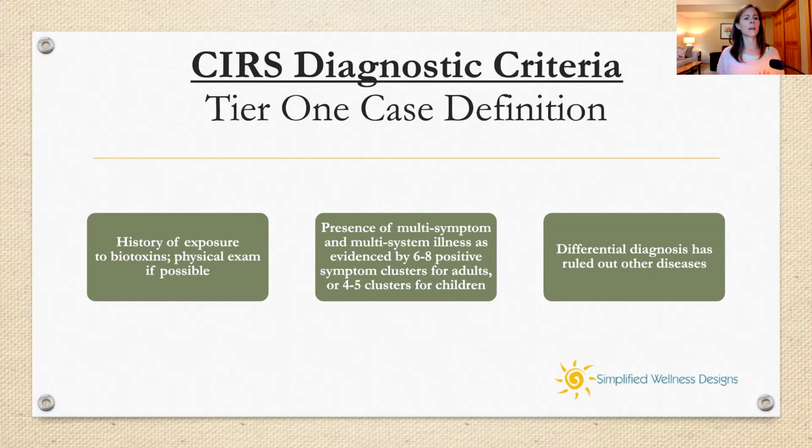It includes a history of exposure to biotoxins. Again, that could be you've taken a dust sample or maybe an air sample, had an inspection, or you have water damage because it's sitting right in front of you.